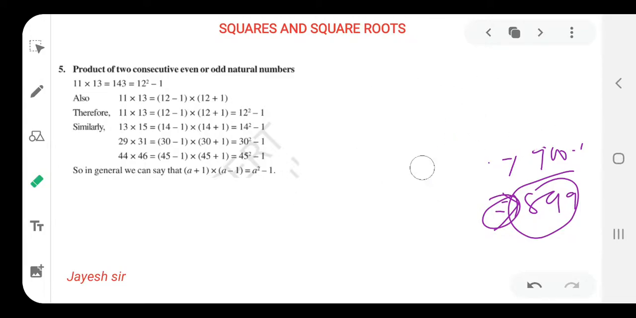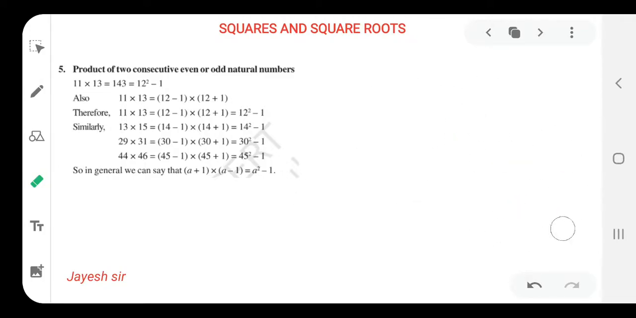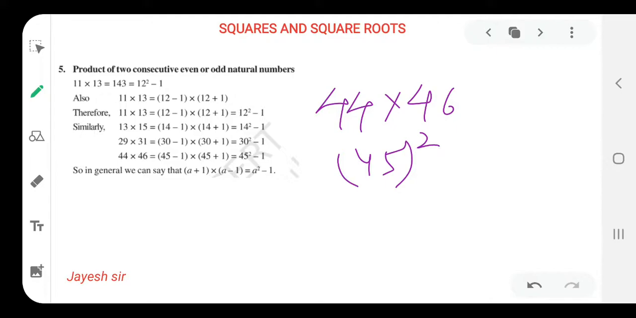Let us solve the last sum that is given over here. That is 44 into 46. 45 is to be skipped. 45 square minus 1. 45 square, you all might be facing problem. But in my basic calculation part, it is explained in detail how we can find the square of numbers having 5 at the unit place. You can go there and watch it easily.